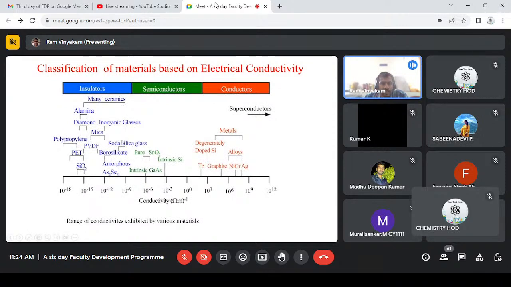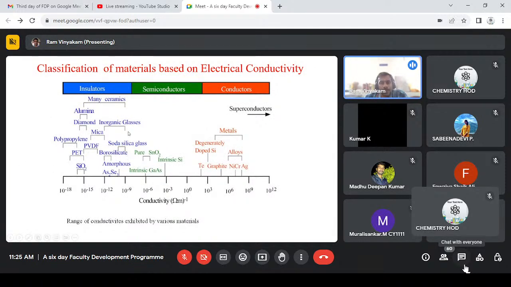In the case of ceramics or insulators, we have 10 power -7 or less than that. You can see down to 10 power -18. In between, you can see some polymers as insulators. Even our wires use polypropylene and others as insulators. Their combinations can be found.